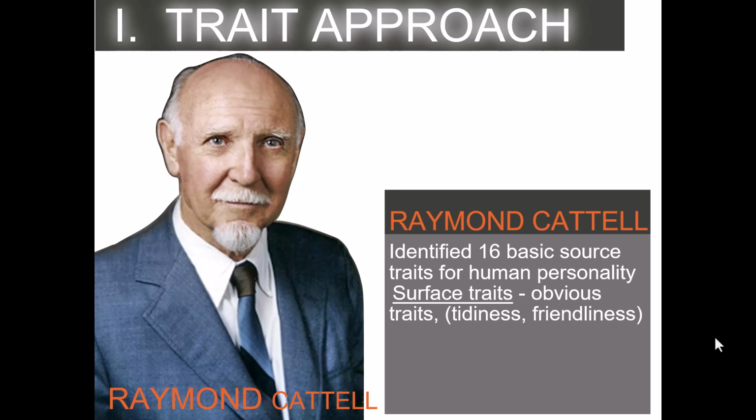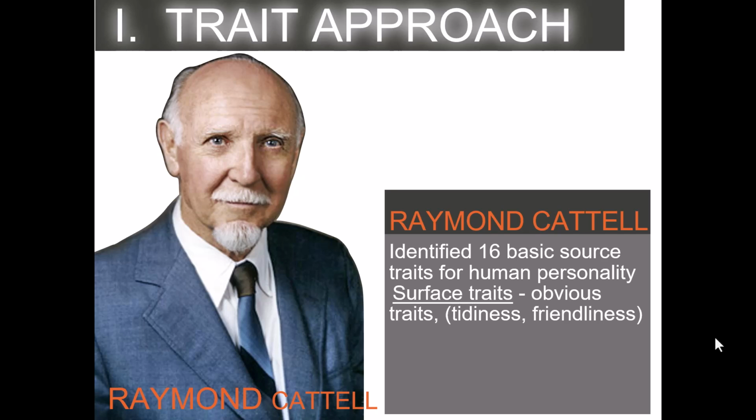He called the obvious traits surface traits, and then he noticed that clusters or groups of surface traits seem to occur together, and that means that if a person showed one trait in a cluster, they usually showed the other traits in the cluster as well. And so Cattell reasoned that a single underlying trait gives rise to all the other traits in the cluster, and he called those the source traits. So the surface traits arise because of the source traits.